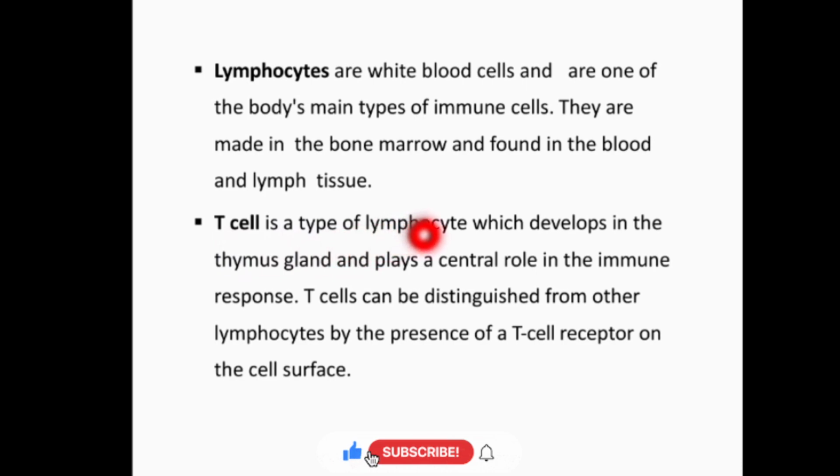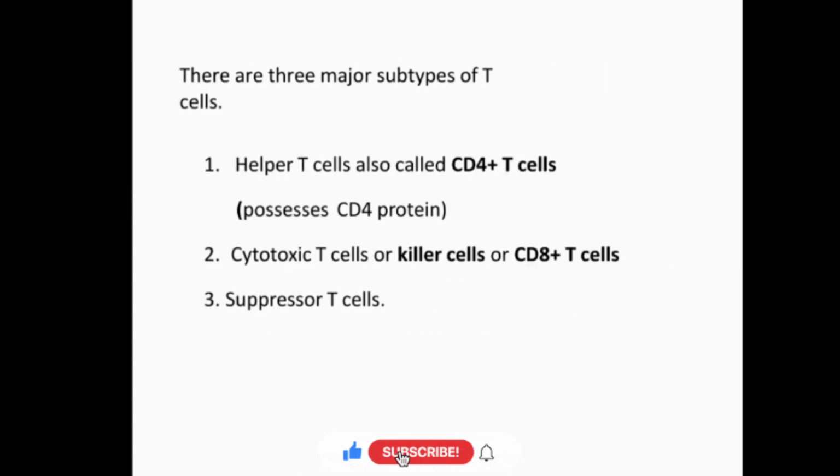T cell is a type of lymphocyte which develops in the thymus gland and plays a central role in the immune response. T cells can be distinguished from other lymphocytes by the presence of the T cell receptor on the cell surface. The types of T cells are helper T cells, called CD4 T cells, which are mainly involved in HIV disease, and cytotoxic T cells or killer cells or CD8 T cells, and suppressor T cells.